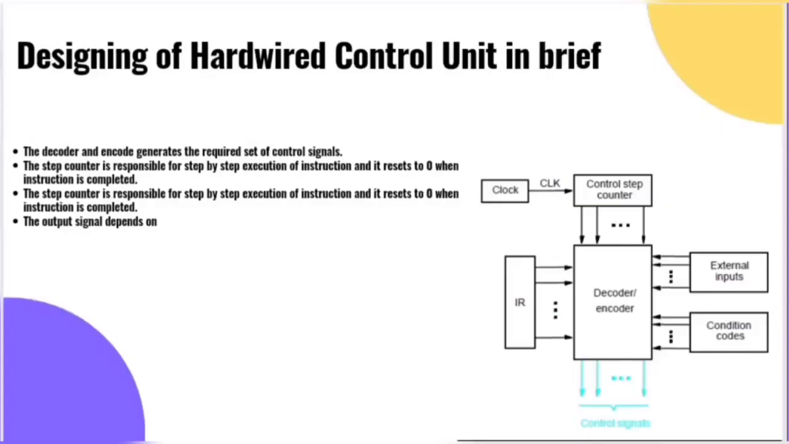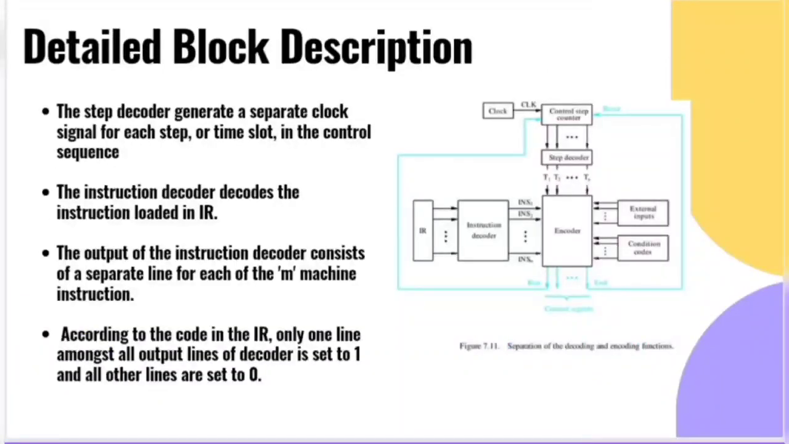Now let us learn about the design of a hardwired control unit in brief. The decoder and encoder generate the required set of control signals. The step counter is responsible for step-by-step execution of an instruction and it resets to 0 when the instruction is completed. Detailed block description: the step decoder generates a special clock signal for each step or time slot in the control sequence. The instruction decoder decodes the instruction loaded in the IR.